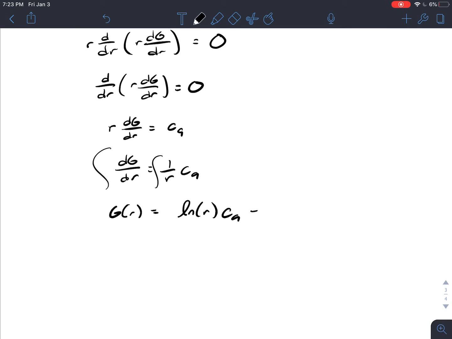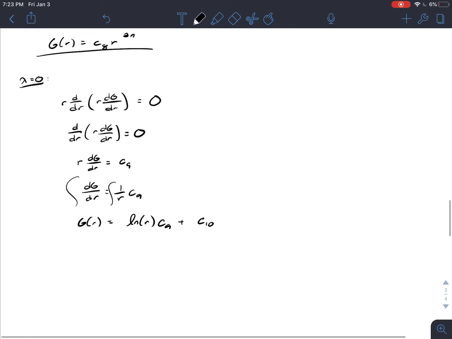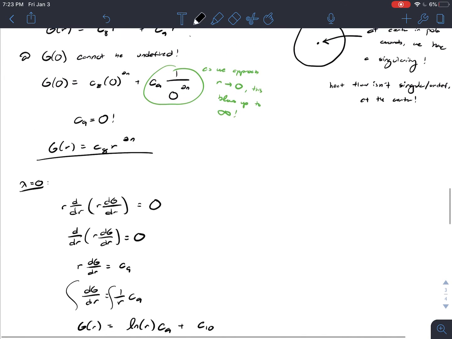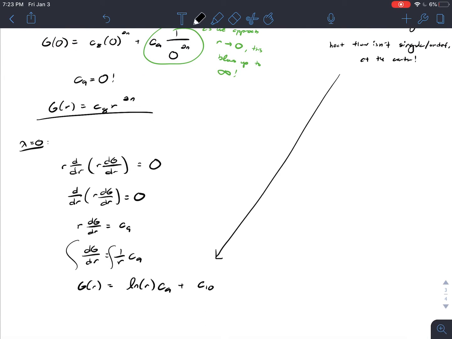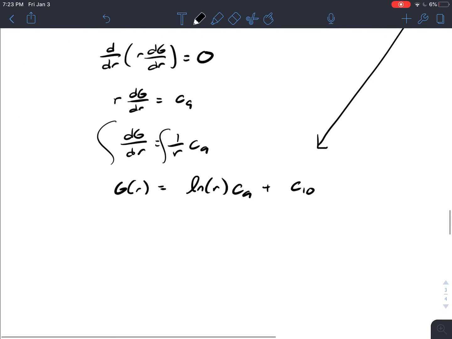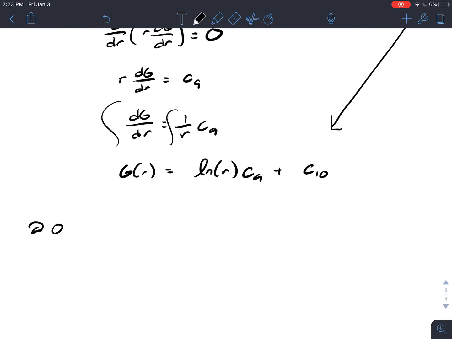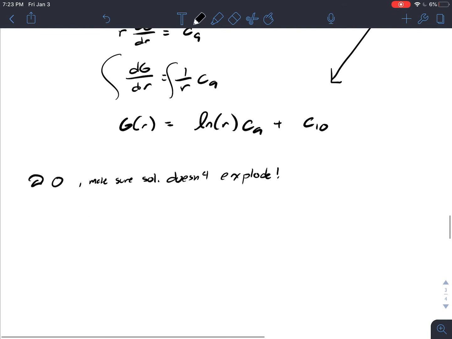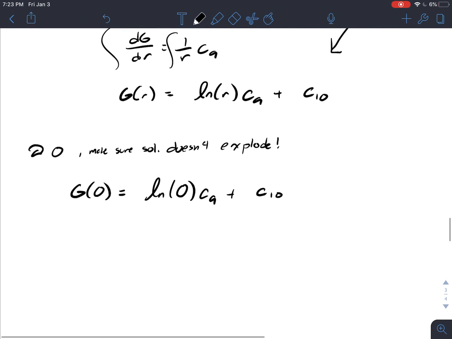And then what we end up with here is a natural log term, very interestingly enough, with another undefined constant. So what do we do with this natural log term? Going back to what I was talking about earlier about the singularity condition, we have to make sure that at 0, our solution does not explode. So once again, at 0, make sure the solution doesn't explode, right? So at g of 0, we cannot have a solution that goes to infinity or is undefined, right?